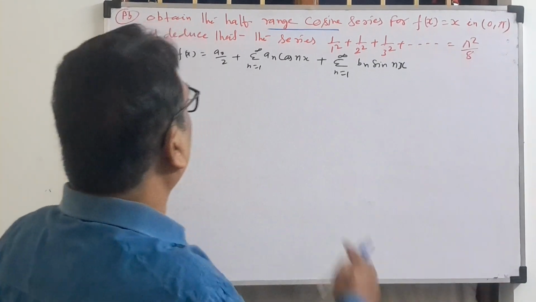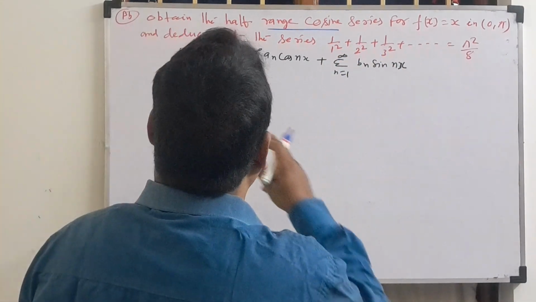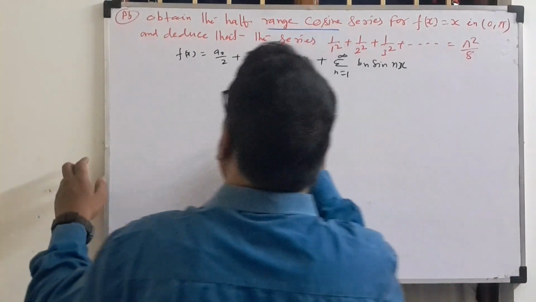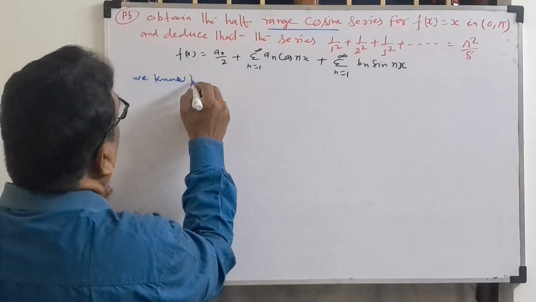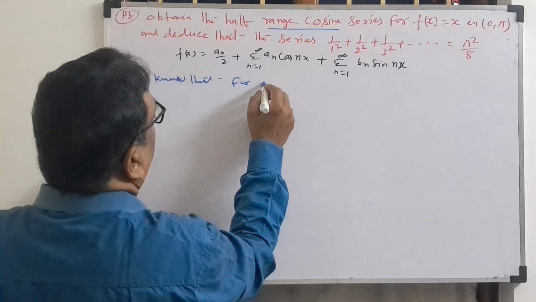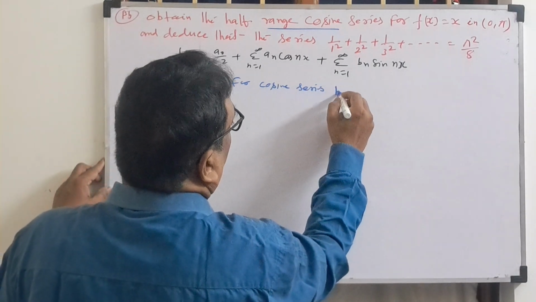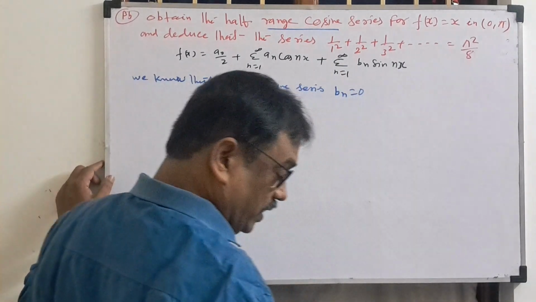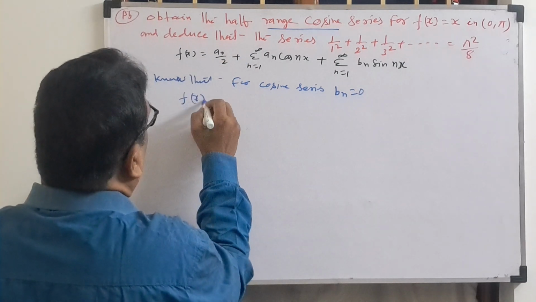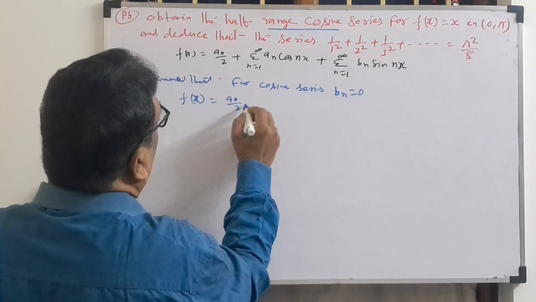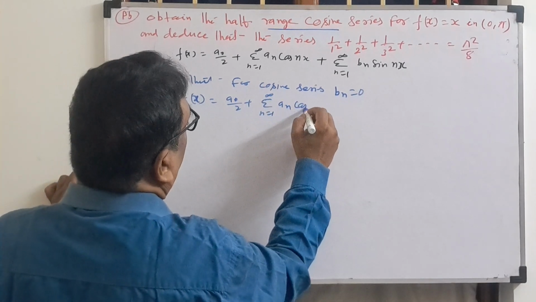Here, we know it is a cosine series, that means bn will be 0. For a cosine series, bn will be 0. So what is our Fourier series? f(x) equals a0 by 2 plus summation n equal to 1 to infinity of an cos nx.